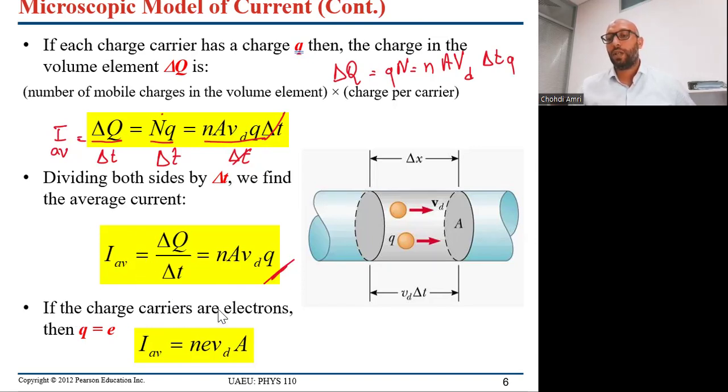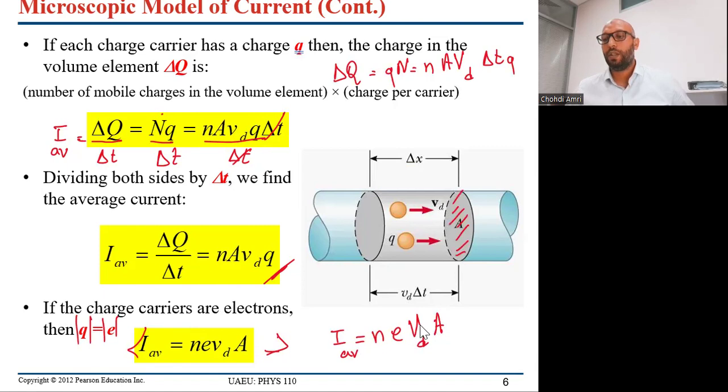So if the charge carriers are electrons, then Q is equal to e in absolute value, of course. So the current will be nevdA. Good, we are done. This is the equation that we want to introduce. The average current in the conductor is equal to nevdA, where A is the surface area of the conductor, vd is the drift velocity, e is the unit charge, 1.6 times 10 power negative 19, and n is the number of charges per unit volume.